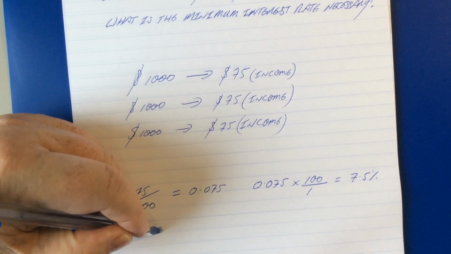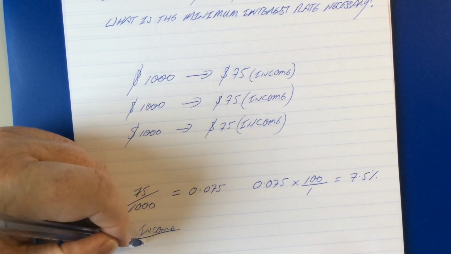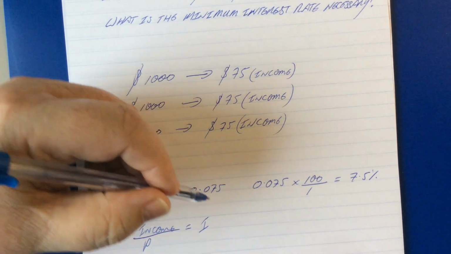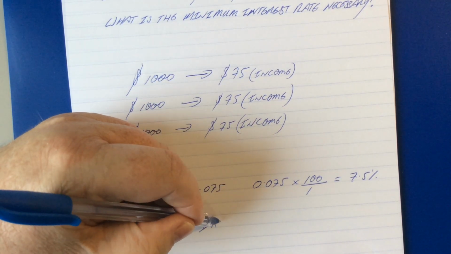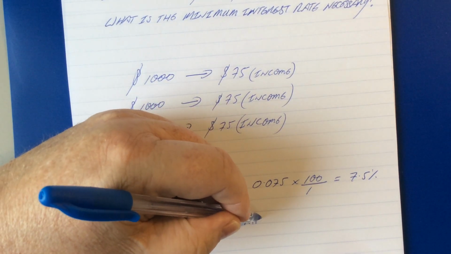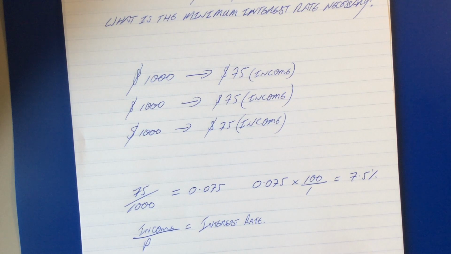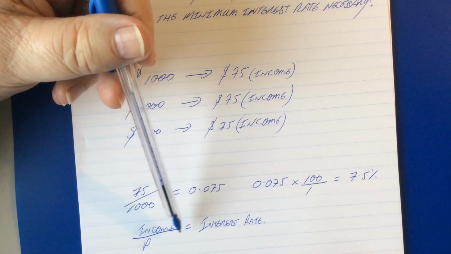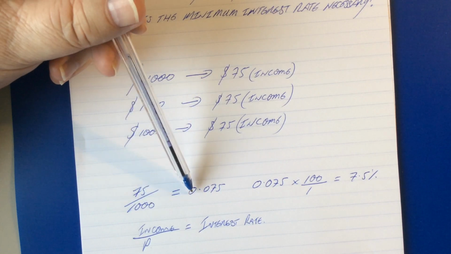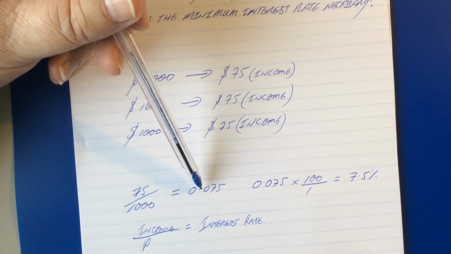So income over principal equals interest rate. If you want a formula scrolled across the bottom of the page, there's your formula. Income divided by principal is equal to the interest rate. Very simple once we get going.